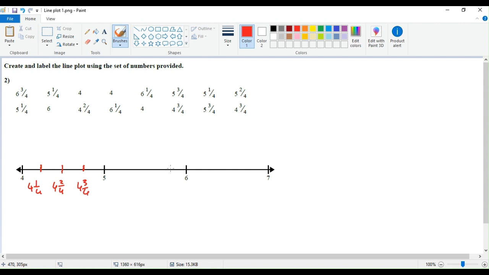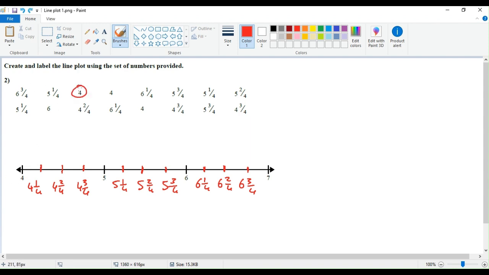I do the same here. When I'm quartering between the whole numbers, I'll just do the half point first, and then half of this, and that'll give me a quarter, and then half of this, and that'll give me the other quarter. 5.25, 5 2/4, 5 3/4. Similar here for 6 and 7. Go to the halfway point, and half this, which is about there. It's not perfect. Then half this. So I've got 6.25, 6 2/4, 6 3/4.